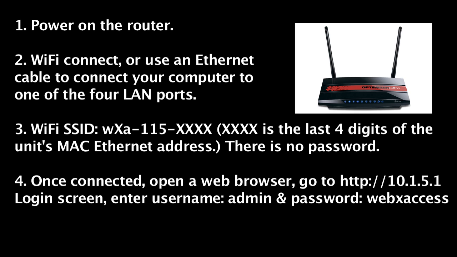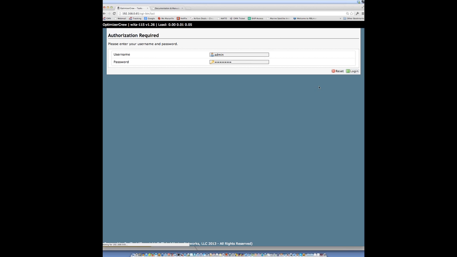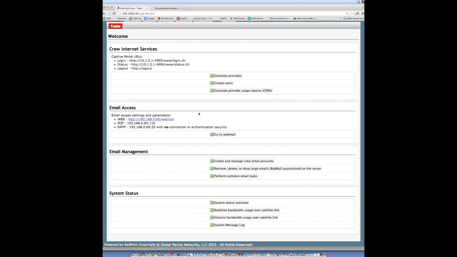Fourth, once connected, open a web browser and go to the following URL: http://10.1.5.1. A login screen should appear. The username is admin and the password is webxaccess. Procedures for powering and configuring the router are described in detail in the startup guide included with the router or available for download from www.redportglobal.com.